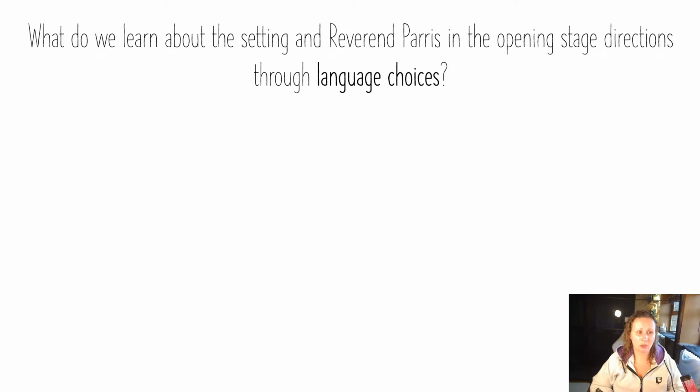So I want you to write the question down. What do we learn about the setting and Reverend Paris, double R, in the opening stage directions through language choices? So just pause the video and write that question down.